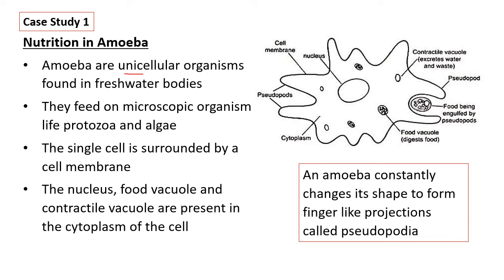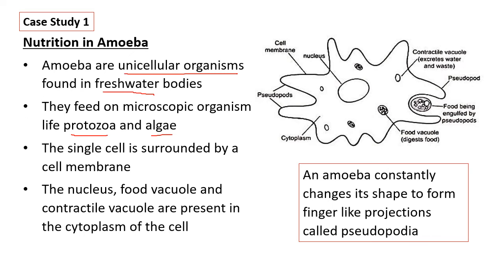They are unicellular organisms, meaning there is just one cell. For example, other animals, including humans, are multicellular organisms. Amoebas are found in fresh water, like lakes and rivers. They feed on very small organisms called protozoa, or different types of plant-based algae. So these are food for amoeba.